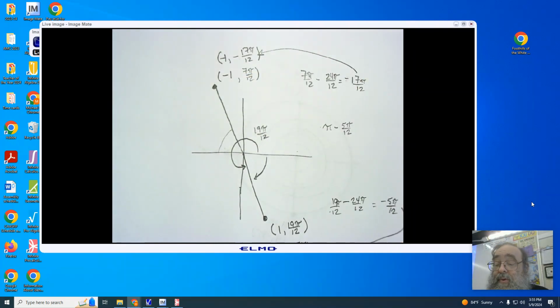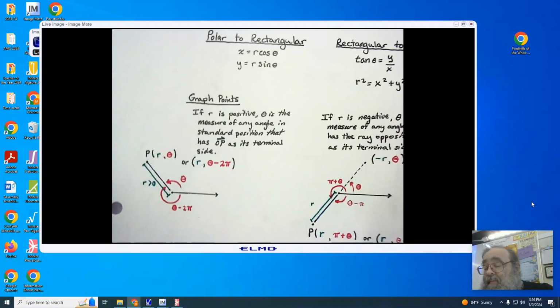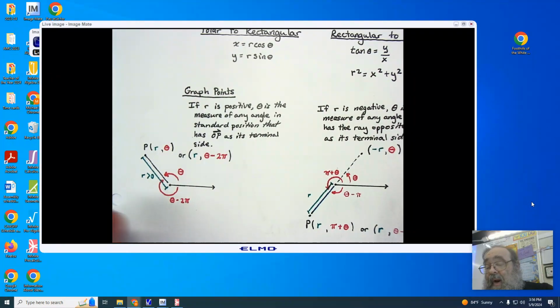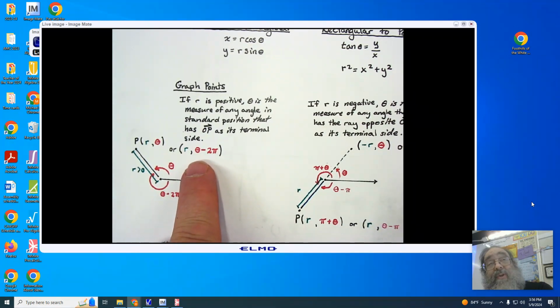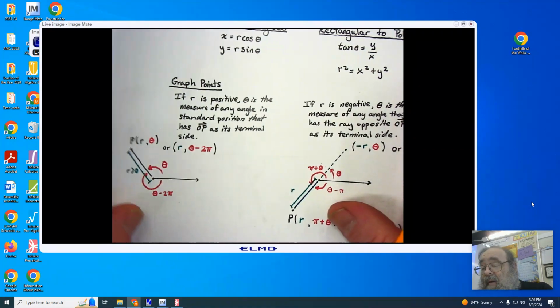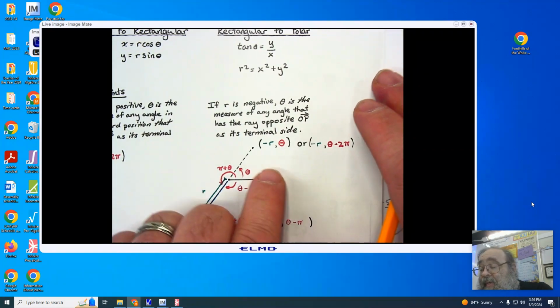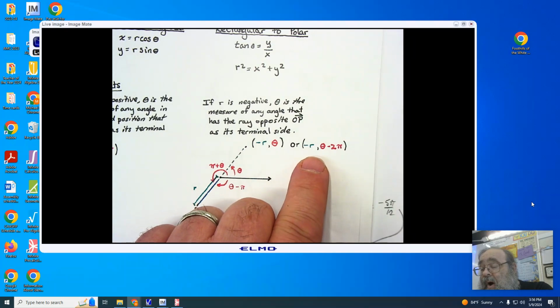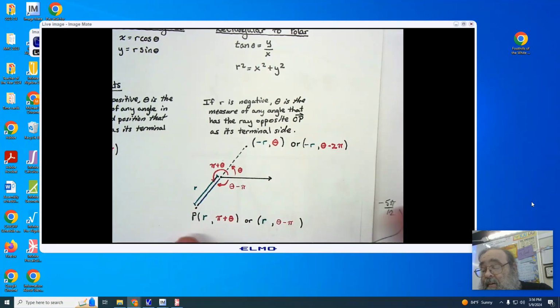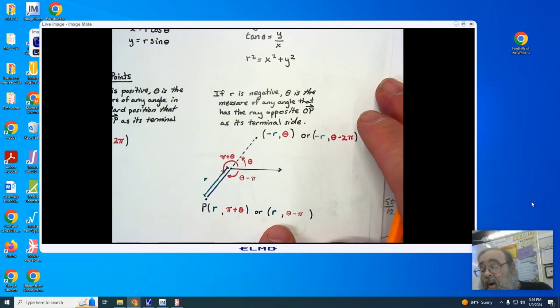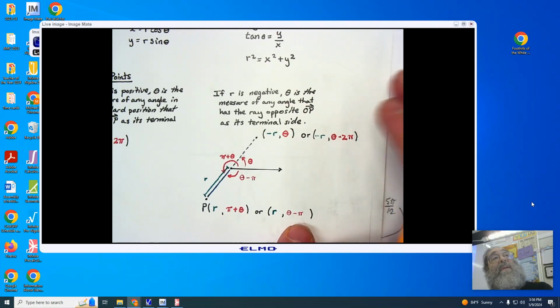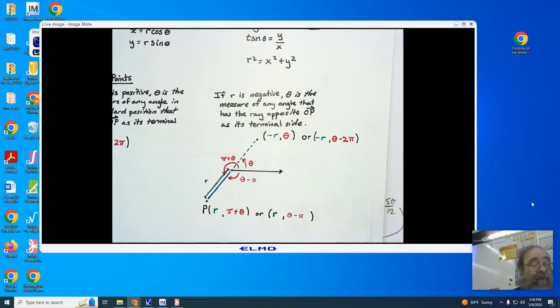Okay. So just be aware that I am using formulas that are given in the book, and I'm following that basic relationship. But if I have r theta, I'm looking at r comma theta minus 2 pi. If I have a negative r theta, I'm looking at negative r theta minus 2 pi again, yet positive r pi plus theta, or r theta minus pi. This will give me all 4 representations.